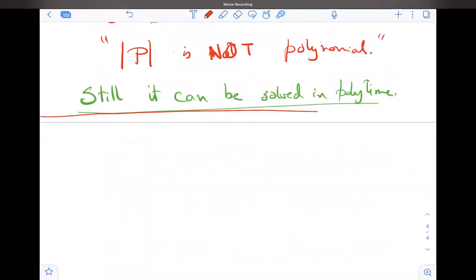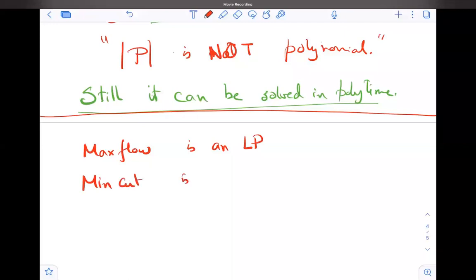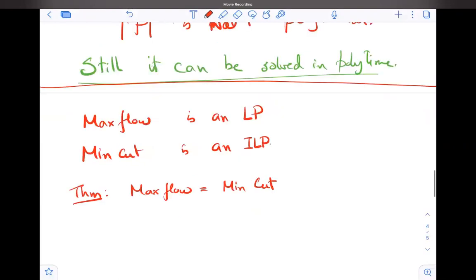So where are we now? Let me just recall where we are. We had this max flow problem. This is an LP. We found that the min cut is an ILP, right? But surprisingly, I also have this theorem that max flow equals min cut. So min cut is an ILP.